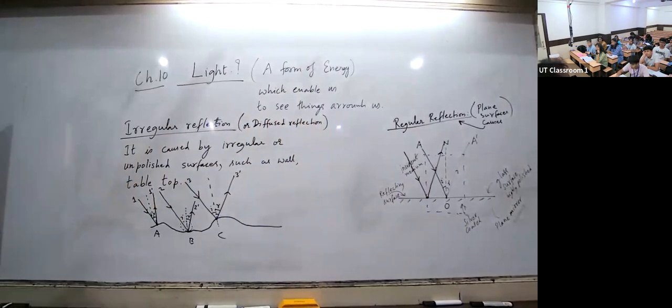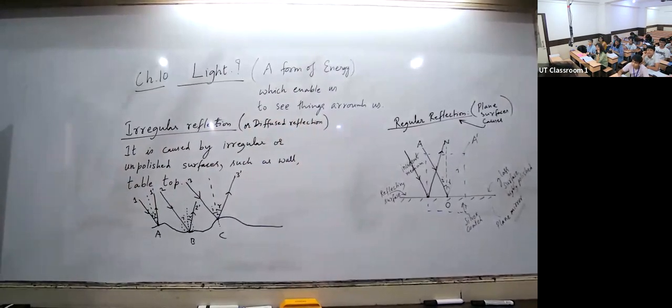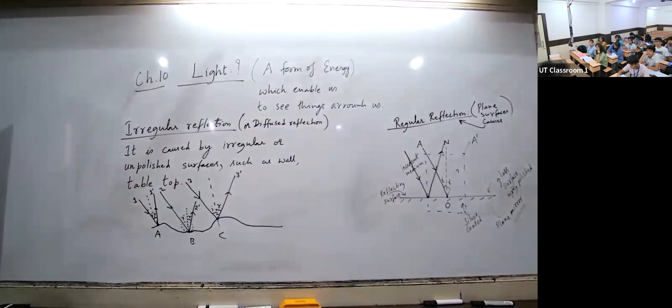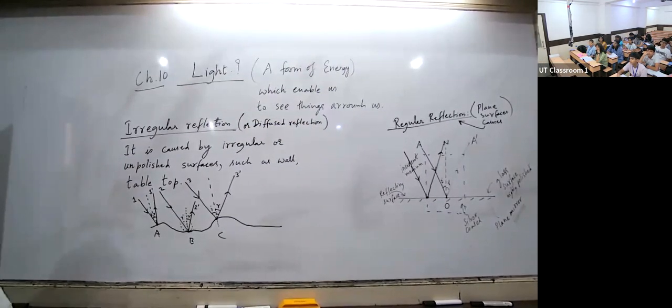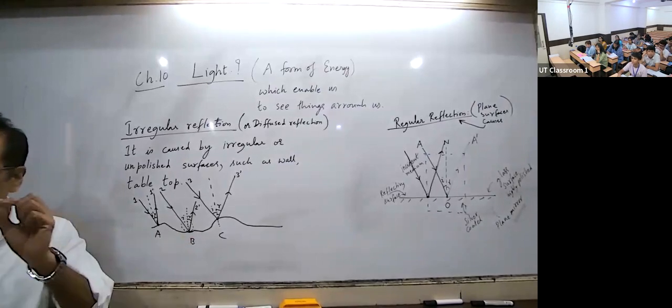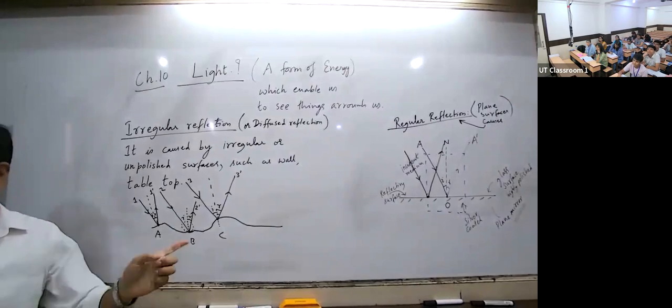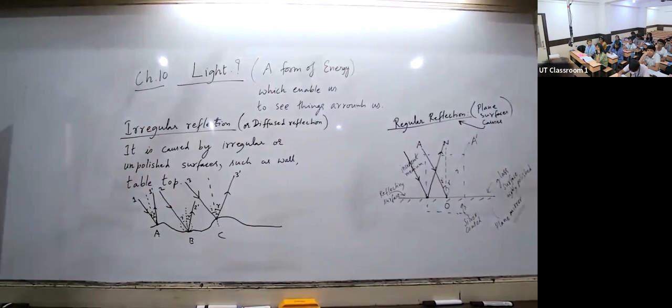It can also be called scattering because the light is scattered in all directions. But scattering is reserved generally for very, very small objects like dust particles. So here we are saying irregular or diffuse reflection. Is that clear? Yes. Okay.